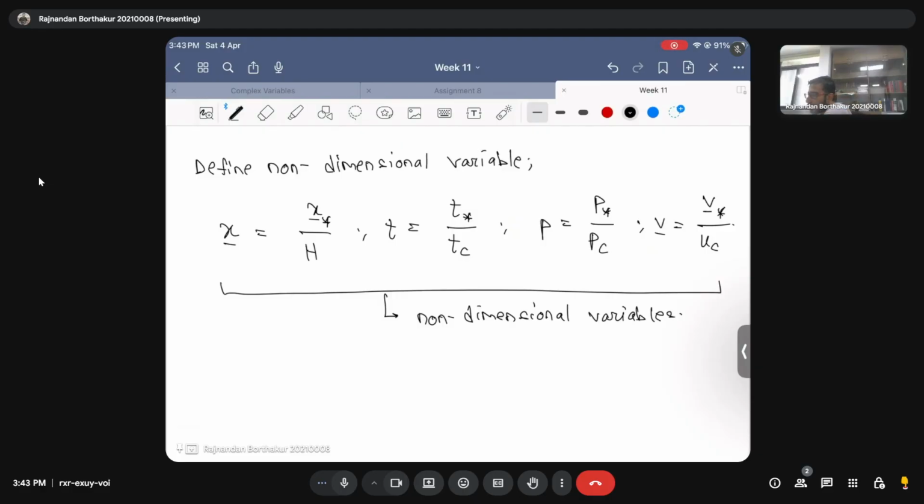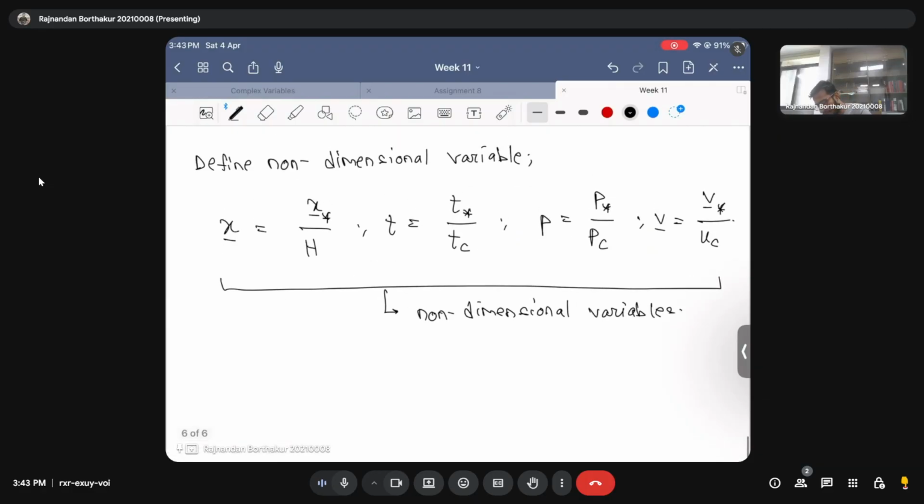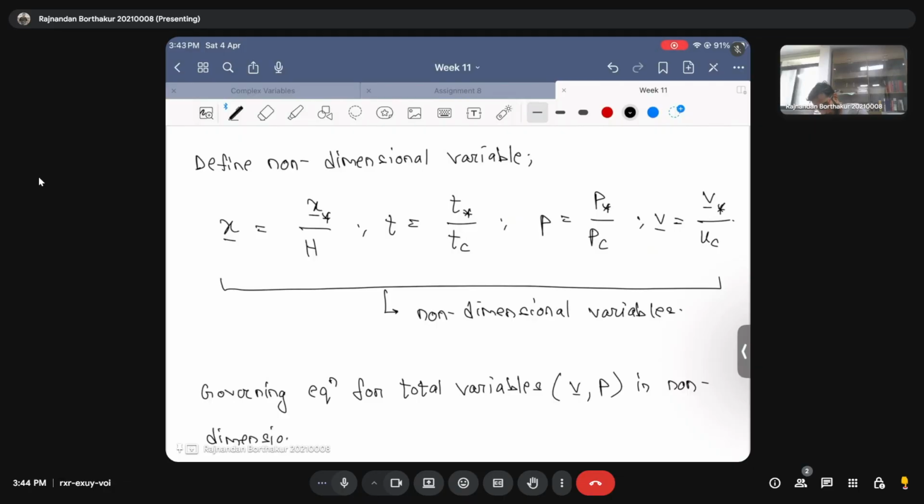Okay. So then once we define the non-dimensional variables, the next immediate step is to write down the dimensional equations for the total variables in their non-dimensional forms. Okay. So governing equations for total variables, and by total variables I mean my total velocity and my total pressure in non-dimensional forms.